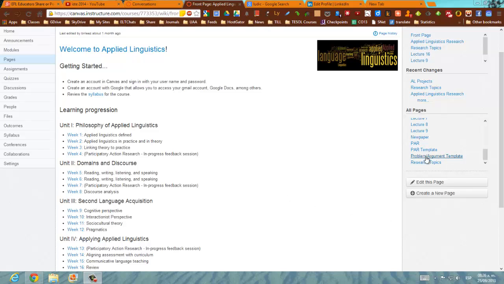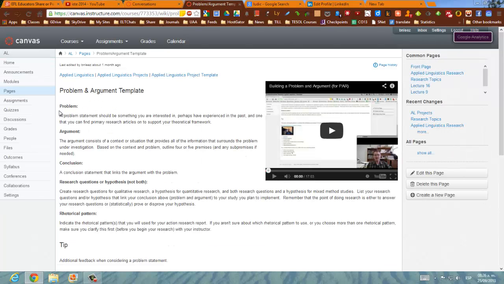So we have been working with this problem and argument template in Canvas, and we've been looking specifically at the problem, looking at an argument in the form of a simple outline, that is to include some of the main points of your argument or the premises of your argument. And we have a conclusion, which essentially is your thesis statement. So it's kind of combining the problem with the argument, and research questions.